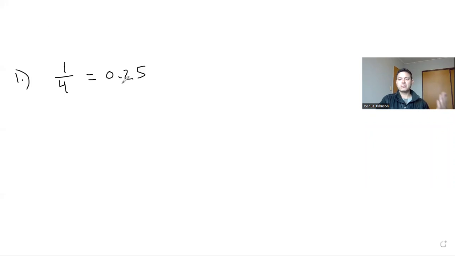As we work through this procedure of long division, if we arrive at the same answer, we can feel pretty confident that we've done the procedure right. Once we have that confidence, we can use this procedure to solve much harder problems. So step one, we know that the numerator in this problem is 1, and the denominator in this problem is 4.